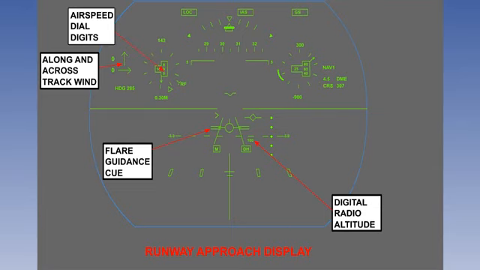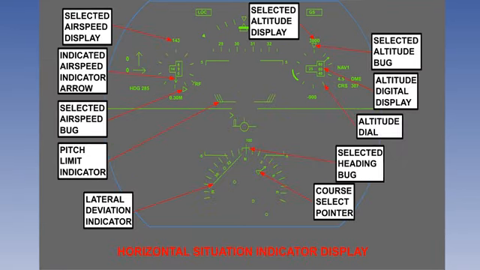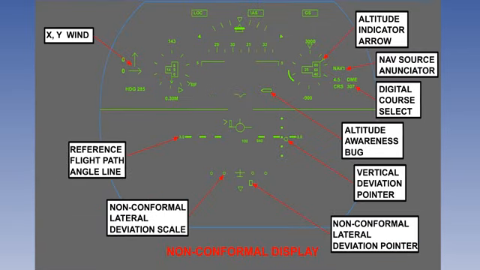There is an airspeed digital display, and also an analog display which can be bugged. Once in the climb or cruise, a horizontal situation indicator can be displayed. Pause the display if you want time to look at all the symbols and labels and continue when you are ready. And this is a non-conformal display, which might be a useful option in the cruise.